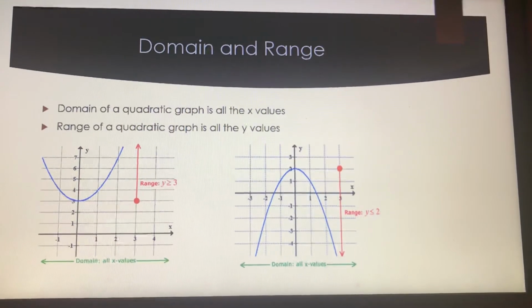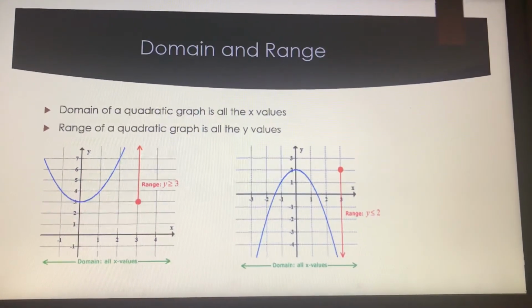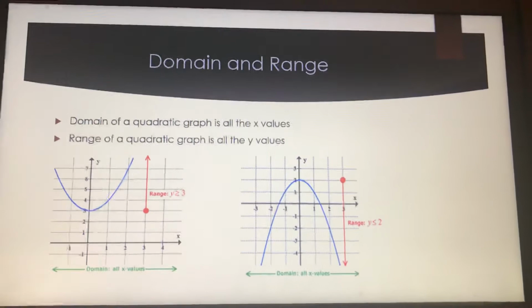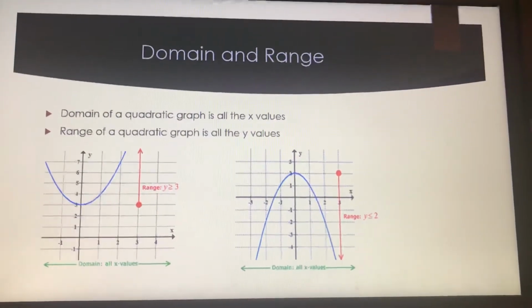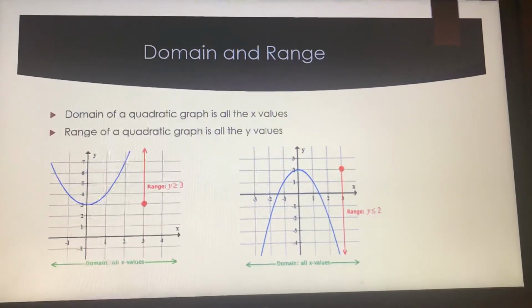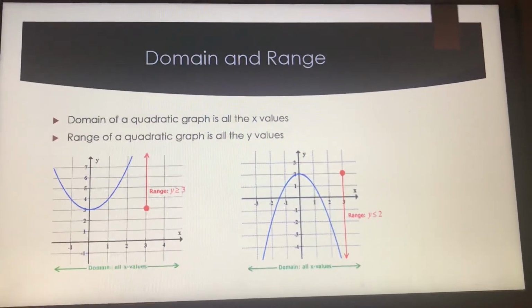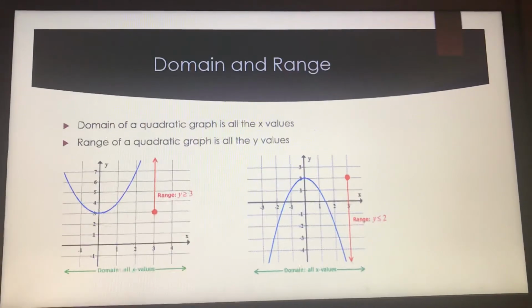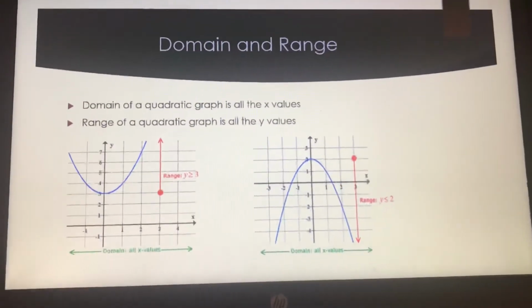The same for the second graph. The domain would be all the x values, because it covers all of the x values. It just spans out. The range starts at the 2 and is going down. So it'll be y is less than or equal to 2. So it's going to be 2 and all the way down.